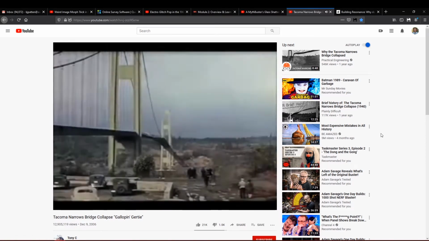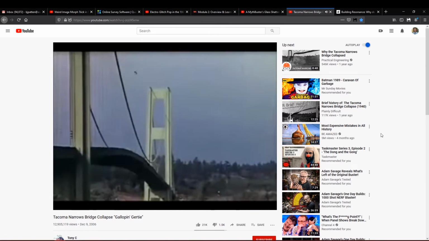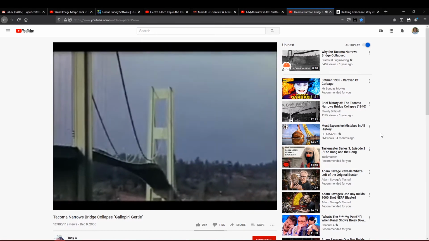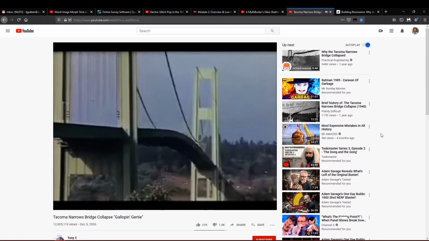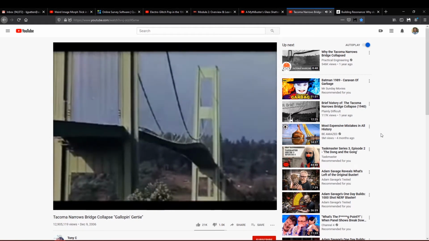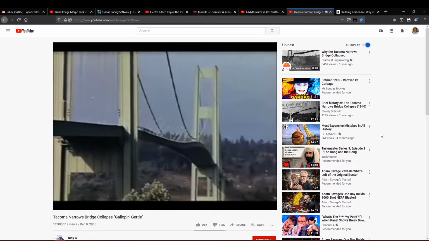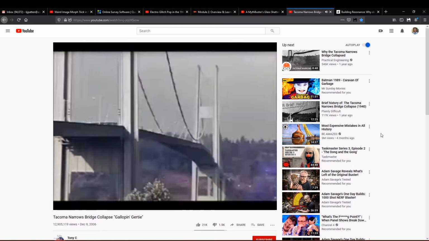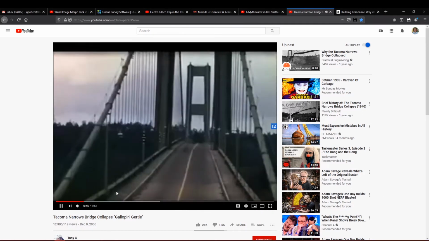So what's going on with this is the speed of the wind blowing over this bridge is setting up a frequency. It's blowing in such a way that it sets up a resonant frequency that is the same as the length of this bridge. And that causes this motion to accentuate further and further until there's one car left, until it just completely collapses.